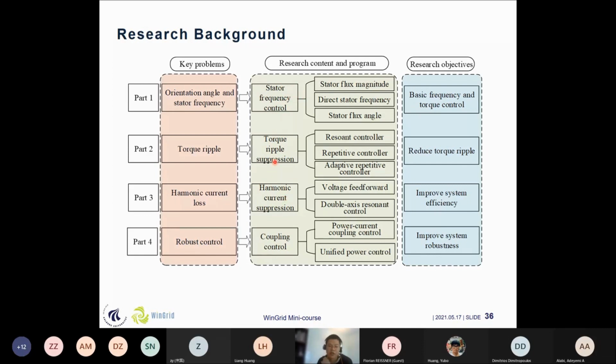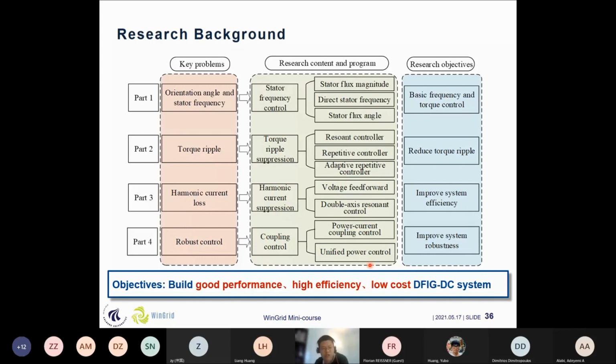And then, how can we suppress the torque ripple? So it's torque ripple suppression. I have proposed a resonant controller, a repetitive controller and an adaptive repetitive controller. The third part is harmonic current suppression, where I proposed voltage feedforward and a double axis resonant control. And for the robust control, I have proposed coupling control methods like the power current coupling control and the unified power control. The objective of this part is to build a good performance, high efficiency and low cost DFIG-DC system that can be used in real cases and applications.